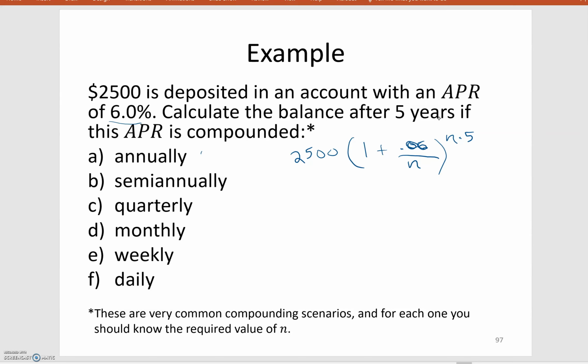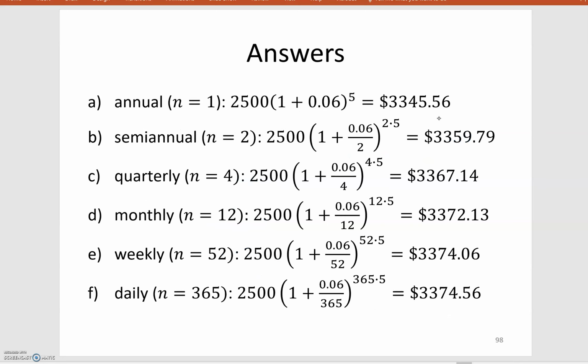So for this one, N equals 1. For semi-annually, N equals 2. For quarterly, N equals 4. Monthly, N equals 12. Weekly, N equals 52. That's the value we use for weeks in a year. And daily, N equals 365. So we just have to run this computation a whole bunch of times. And that's what you see here.